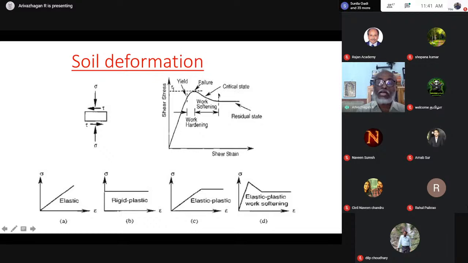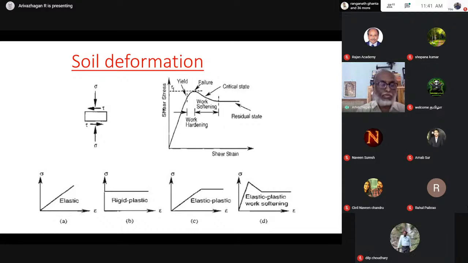But in over-consolidated soils, the failure plane may develop immediately after the peak point, and then the critical state may not be obtained, and the element goes directly to the residual. But in normally consolidated soils, there may not be a peak strength, and the critical state may be obtained at relatively low strains, at very low strains.